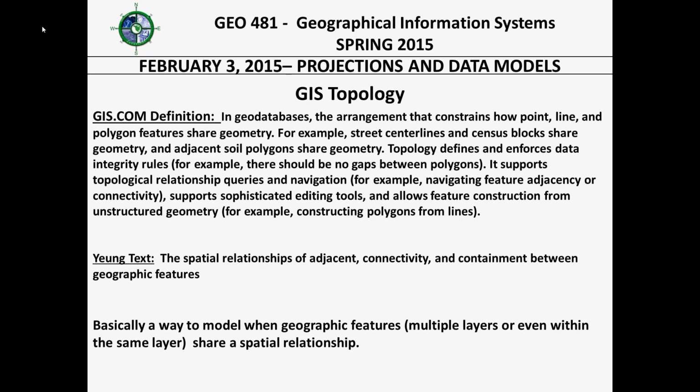This topic is related to vector data. It's called GIS topology. And here's some lengthy definitions I pasted. To describe it in a nutshell, it's a way to model how the geometry of different features relate to each other. When you have different layers or different features within the same layer, what is their spatial relationship, or their relationship in space? What room is next to Fillmore 355?